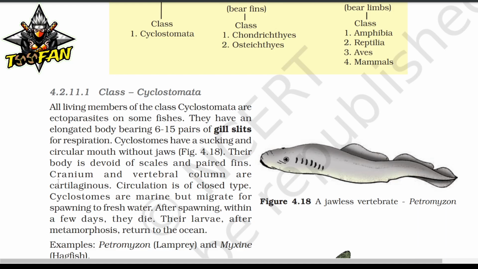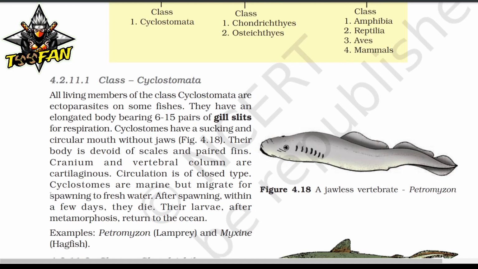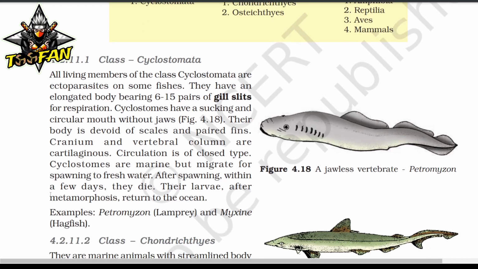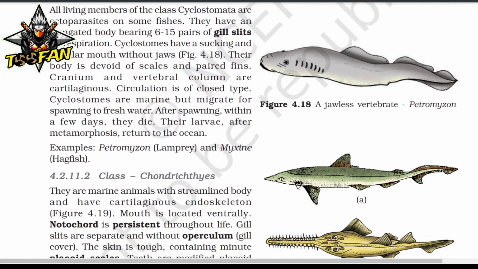Circulation is of closed type. Cyclostomes are marine but migrate for spawning to fresh water. After spawning, within a few days they die. Their larvae after metamorphosis return to the ocean. Petromyzon, example Myxine. Class Chondrichthyes.